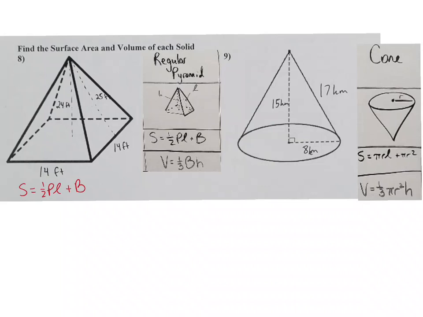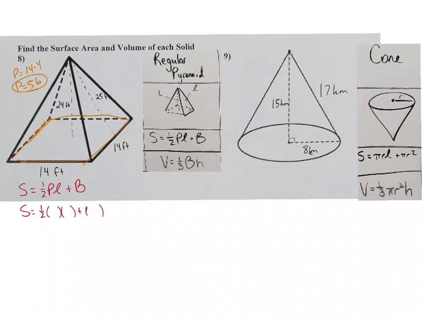So the base is this orange square. It's a regular pyramid, right? The base is the orange square. So my perimeter is going to be 14 plus 14, which is 28, plus another 14, plus another 14, which is 56. So the perimeter is 14 times 4, so my perimeter is 56. Remember, the first thing I do is write this out without any letters. I just put parentheses instead of the letters.